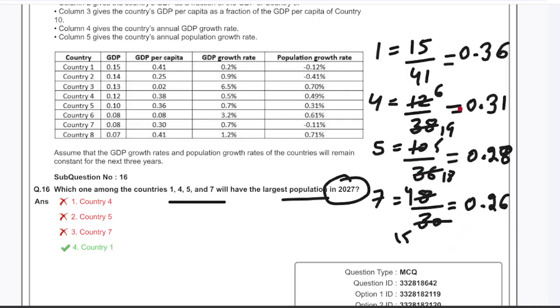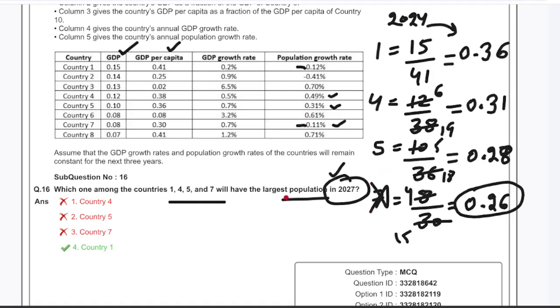Now, that is in 2024 actually. This is GDP divided by GDP per capita, but these values are in 2024, and they have asked us in 2027, so we have to increase it also. Now, population growth rate for 1 is minus 0.12%. For number 4, it is plus 0.49. For country 5, 0.31. And for country 7 it is minus. Now, country 7 is already at the lowest, and their population is also decreasing. So this can't be the answer because we have to find out the largest.